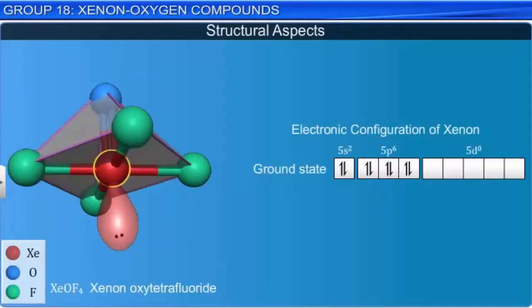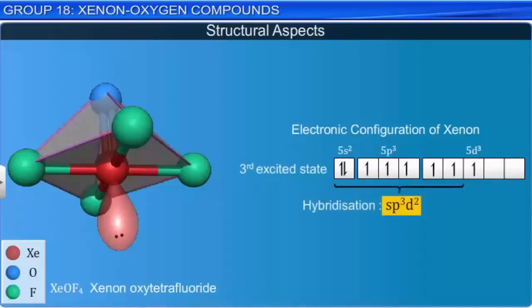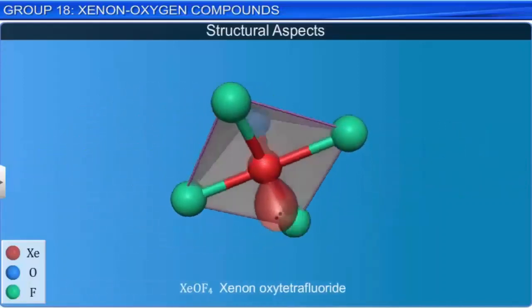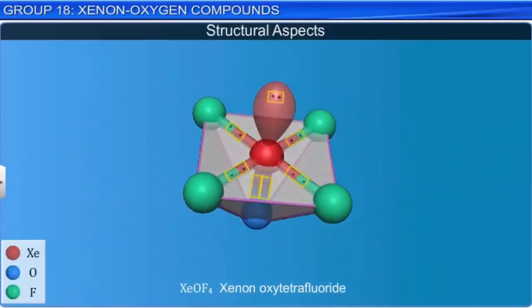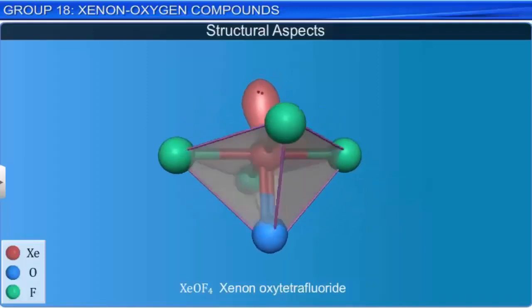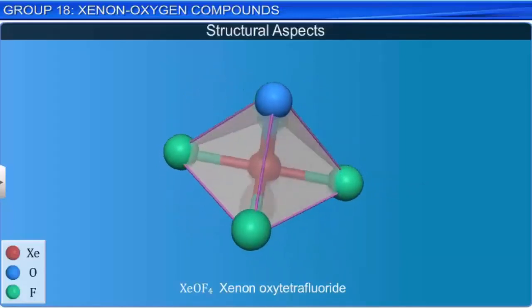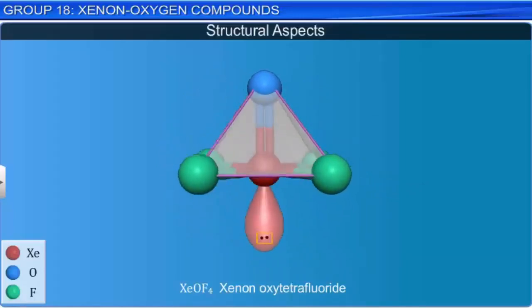The central atom in xenon oxytetrafluoride undergoes sp3d2 hybridization. Xenon oxytetrafluoride has 7 electron pairs. Of these, 6 are bond pairs and 1 is a lone pair. Note that there is 1 d-pi-p-pi bond in the molecule. The structure of xenon oxytetrafluoride is square pyramidal owing to the presence of a lone pair of electrons on the central xenon atom, as shown here.